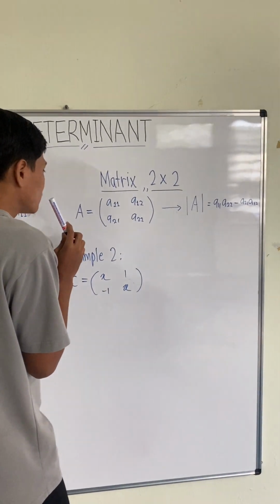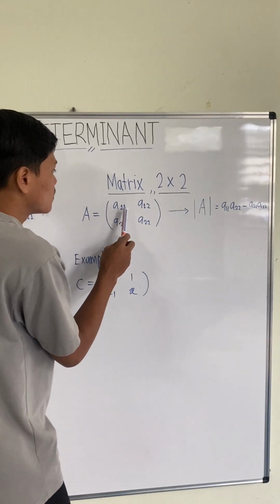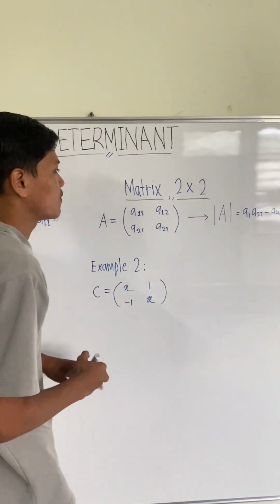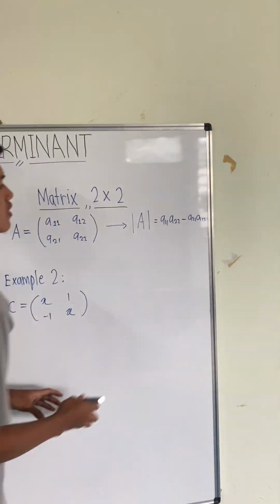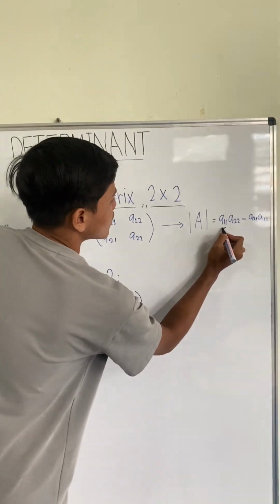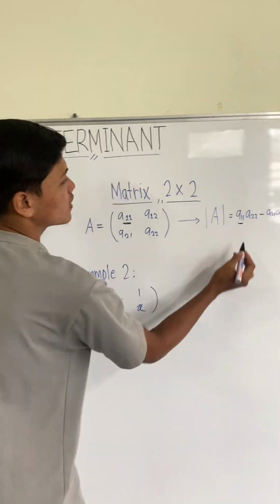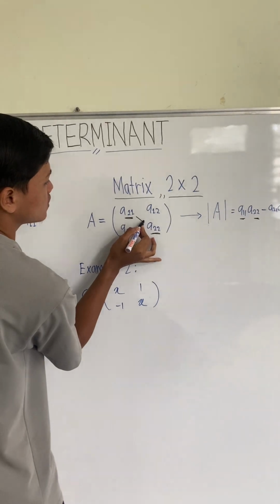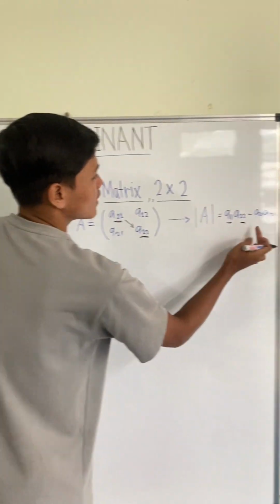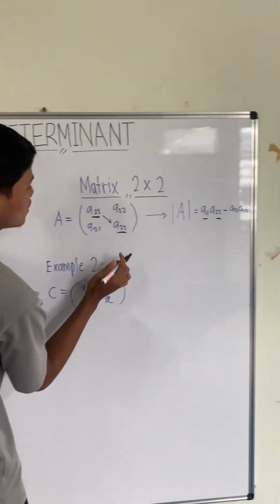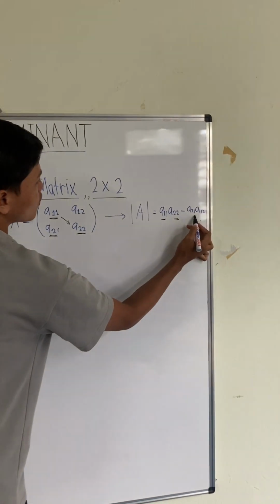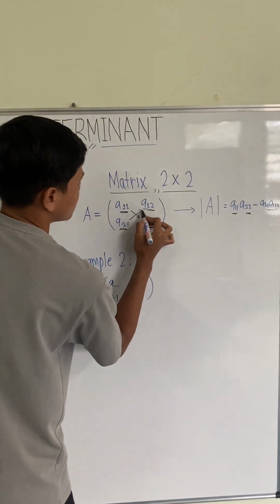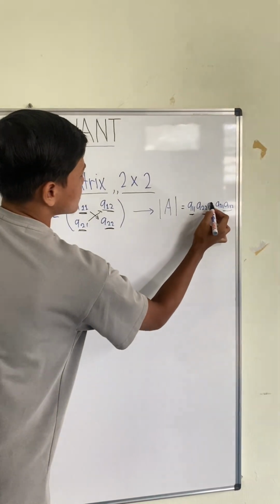For a 2 by 2 matrix, we have A11, A12, A21, A22. How did we get this? You can see this is A11 times A22, this one times this one. And then minus A21 times A12, this one times this one. So we minus.